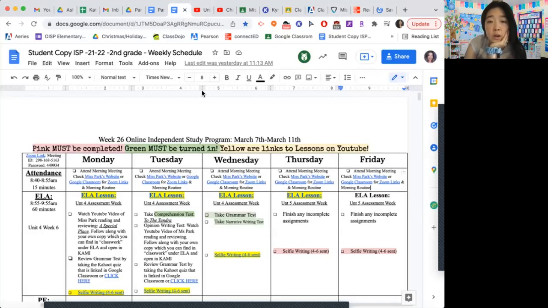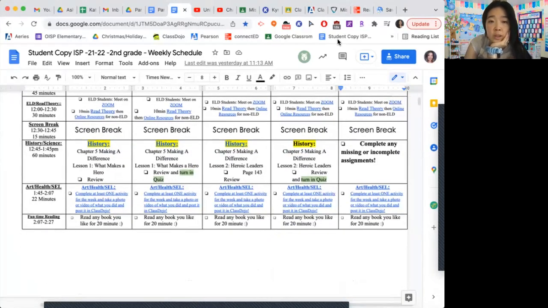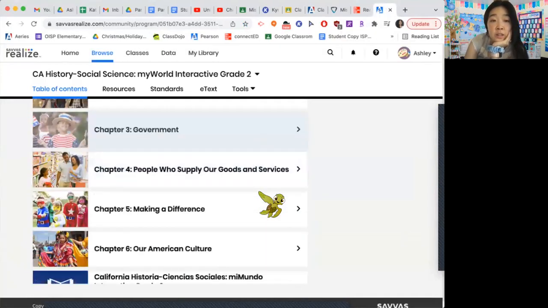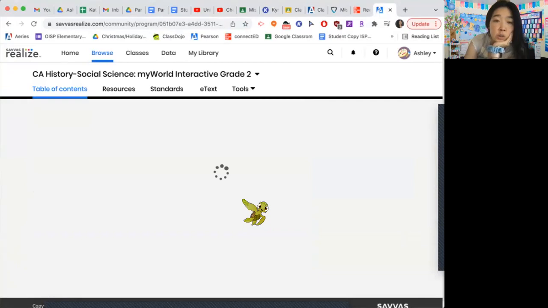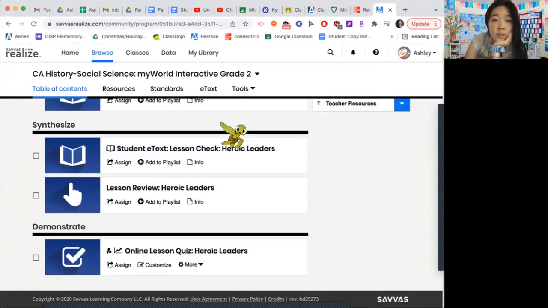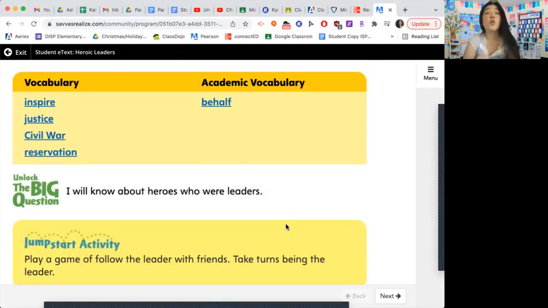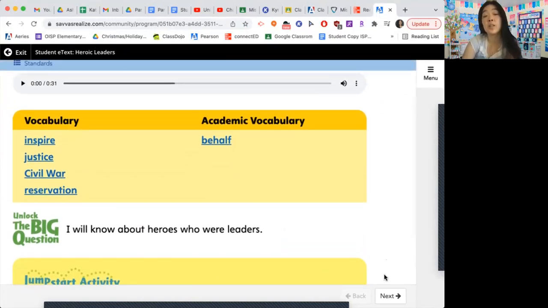So what we were doing on Wednesday, because yesterday Savas wasn't working, was we were looking at chapter 5, making a difference, history, lesson 2. And lesson 2 is all about heroic leaders. So let's see what we got here. So the big idea for heroic leaders was I will know about heroes who were leaders.